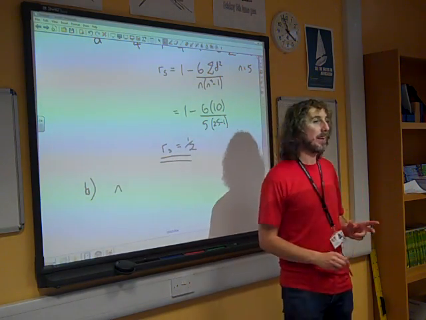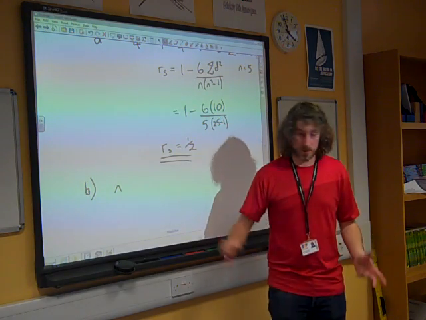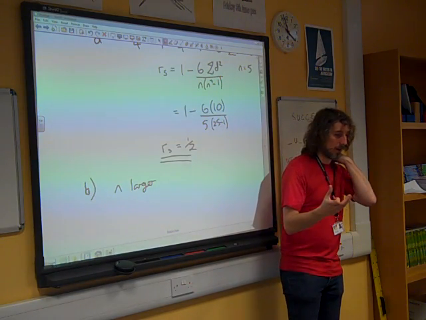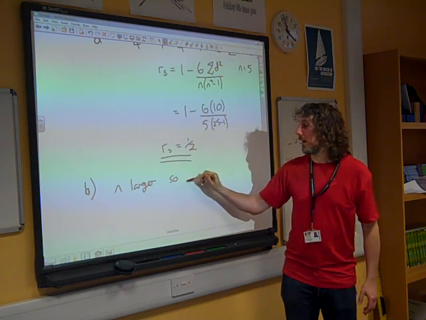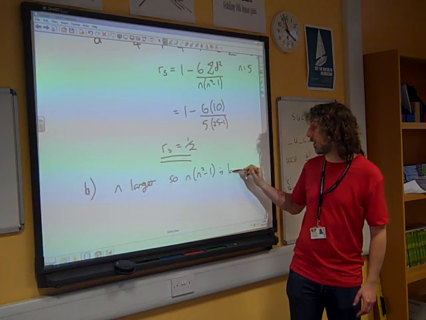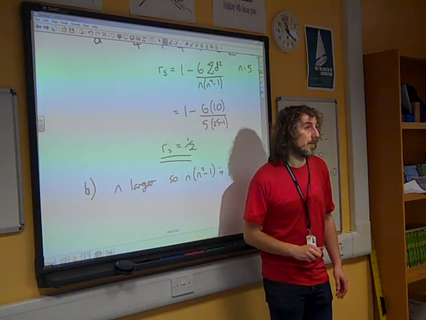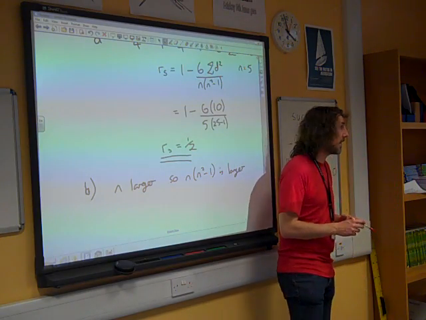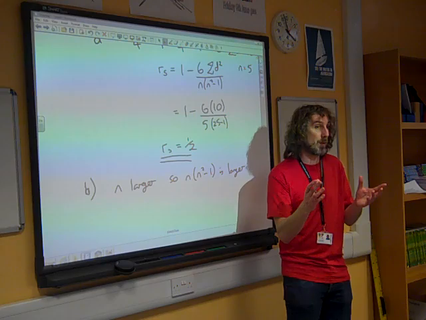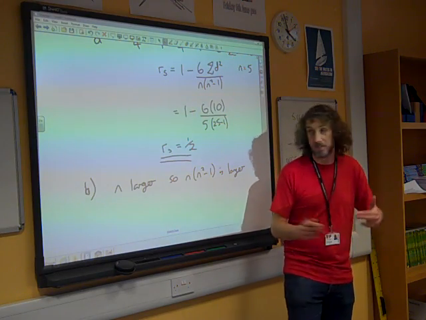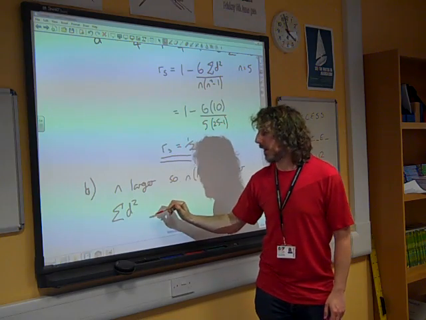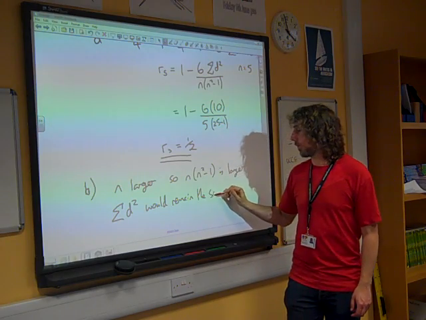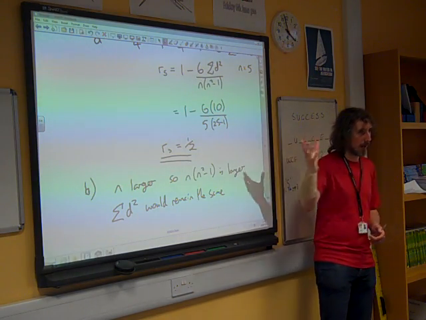N is larger, isn't it? Because we've got an extra item of data in our survey. So if n is larger, n times n squared minus 1 is larger than it was before. So that's the first thing that we've got to establish. The second thing is, let's think about the differences. The differences wouldn't have changed. This last one would have contributed 0 to sigma d squared. So sigma d squared would remain the same, because the last difference added 0 to it.